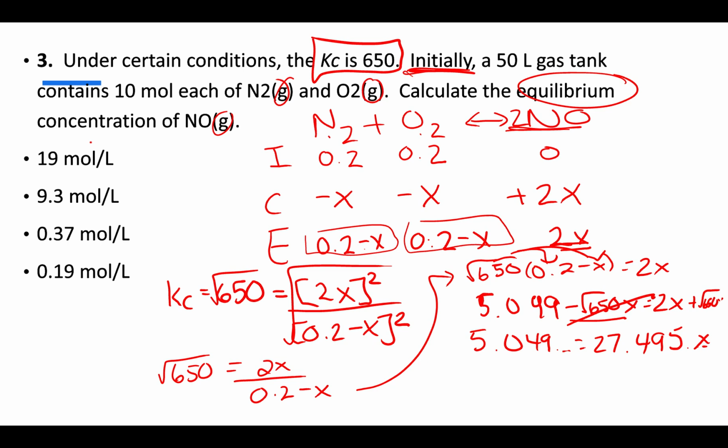Actually, was that supposed to be 99? I think it was. Let me just double check it. 0.2. Yep, that was a 9. All right, so now we'll take 27.495, because we want x alone, and divide it on over to the other side.